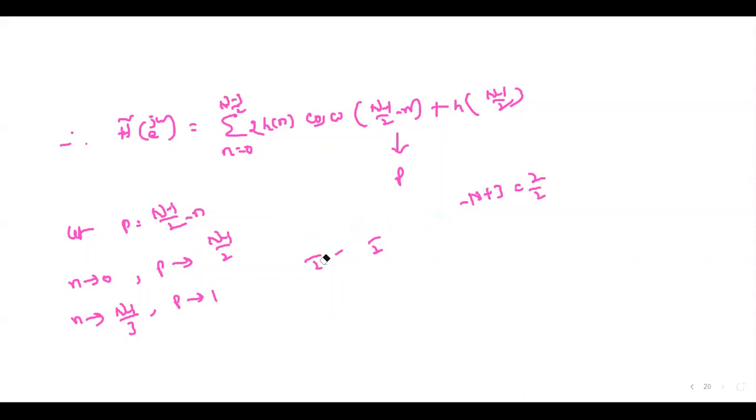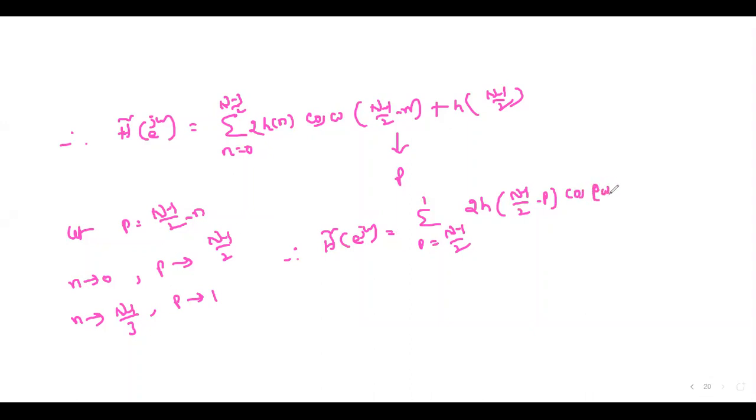So if you apply these limits assumption in the above equation, therefore H cap of e power j omega can be written as summation p equal to 1 to (N minus 1)/2 of 2 into h of (N minus 1)/2 minus p, shifted impulse response, then cos of omega p, plus h of (N minus 1)/2. This is constant, you can keep it as it is.